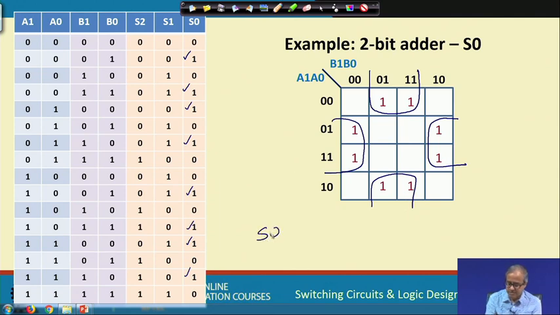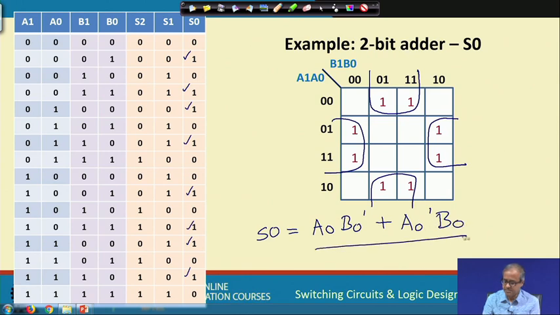So, S 0 you can write, these 2 will be A 0, and 0 0 and 1 0 gives B 0 bar, plus these 2, 0 0 and 1 0, A 0 bar, and 0 1 1 1 B 0. This is the minimum form. Right. So, in this way you can minimize the expressions.